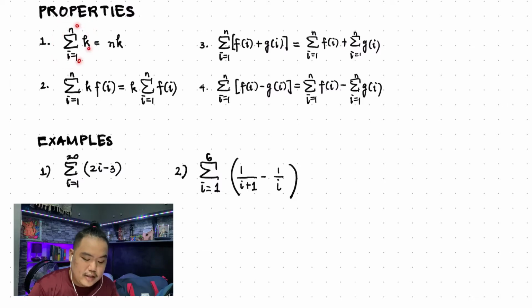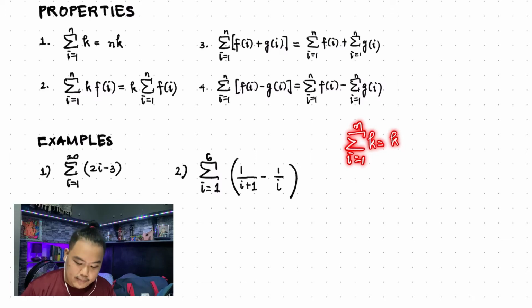to n ng constant, equal lang siya sa yung constant mo na k times n. Yung n dito, nire-represent niya kung ilan sila. You start at 1, tapos ka sa n. So basically, for property number 1, just to illustrate, when i equals 1, k yung expression. When i equals 2, k pa rin yung expression you add. And you have n copies of this k. That's why you get n times k.